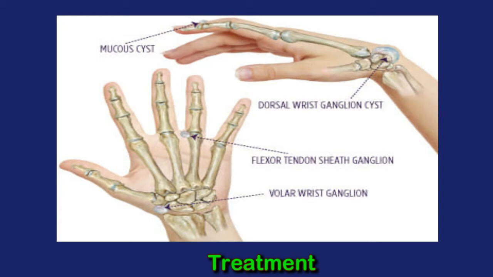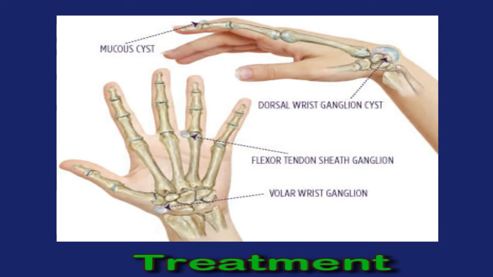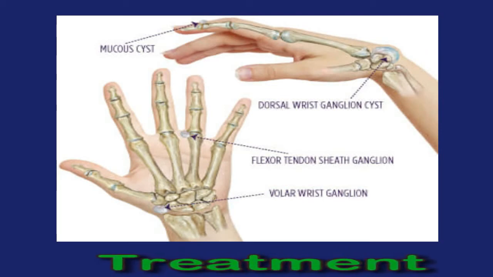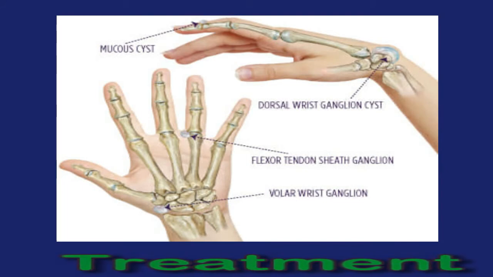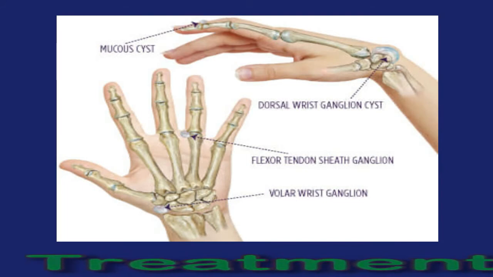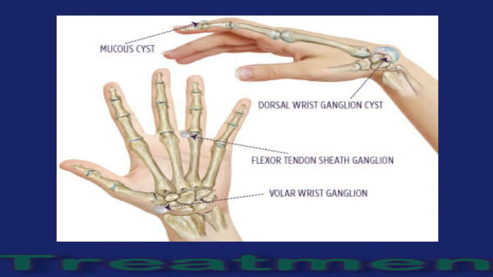Aspiration. This procedure involves removing the fluid from the cyst. It is an option if the cyst is causing severe pain or limits activity. Excision. A surgeon may remove the cyst if non-surgical methods are ineffective. A person may also take over-the-counter pain medication if the cyst is causing discomfort.